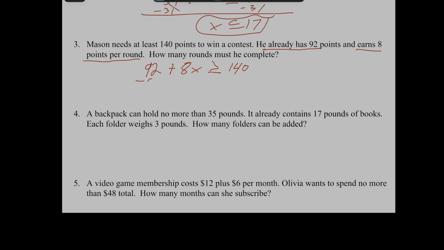Now, as I go through this, I'm going to subtract 92. Boom, 8x is greater than or equal to, let's see, that's going to be an 8, and that's going to be a 4, right? Now I'm going to divide everybody by 8, and I'm going to get x is greater than or equal to 6.